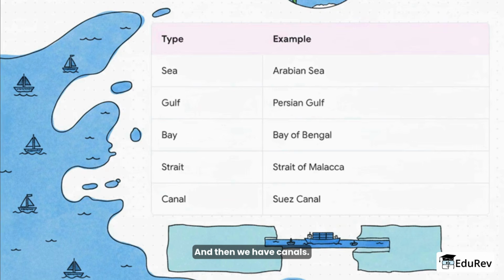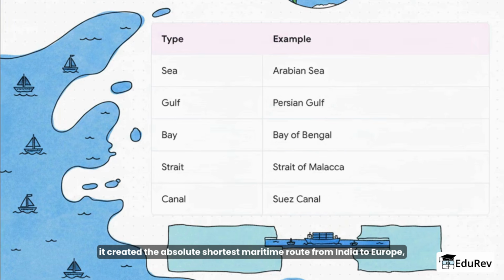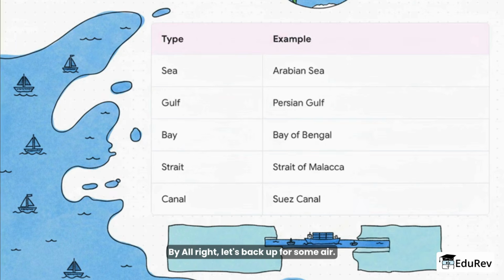And then we have canals. The Suez Canal, for example, is this human-made marvel that opened back in 1869. By connecting the Red Sea to the Mediterranean, it created the absolute shortest maritime route from India to Europe, which completely changed the game for global trade forever.